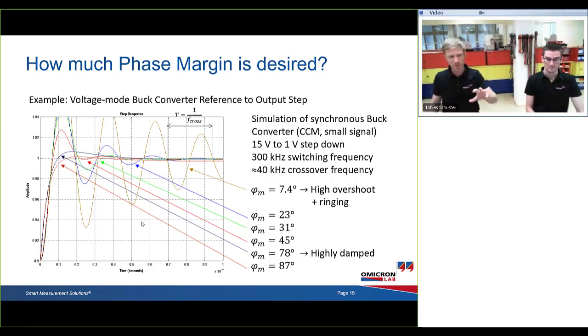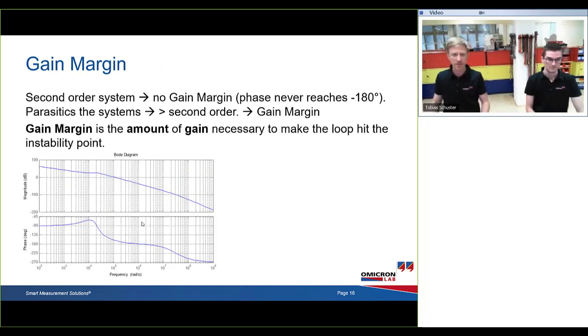So the phase margin is a measure for the damping of the closed loop system. There is another value, the gain margin, that we hear very often.